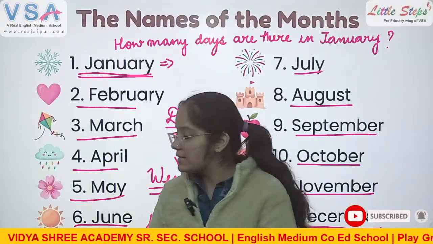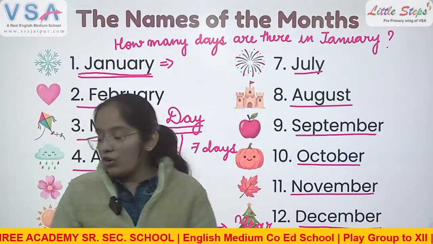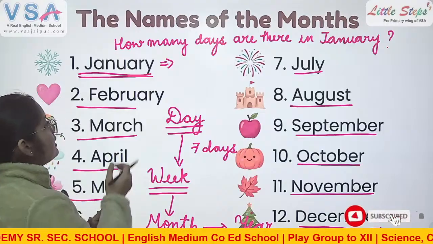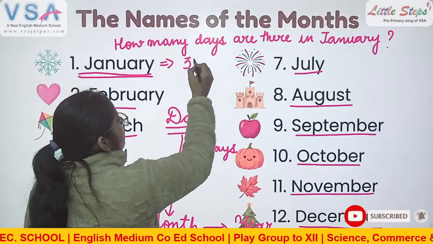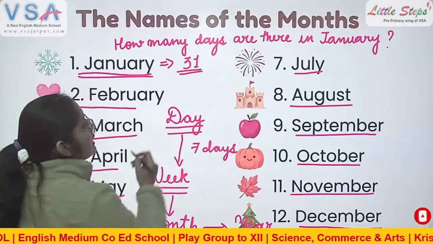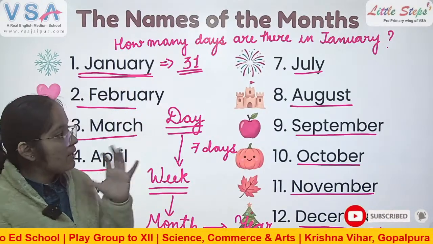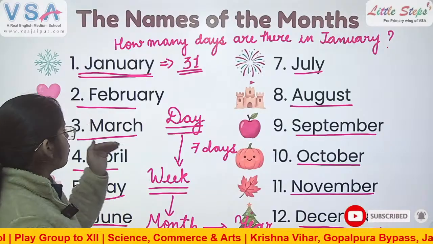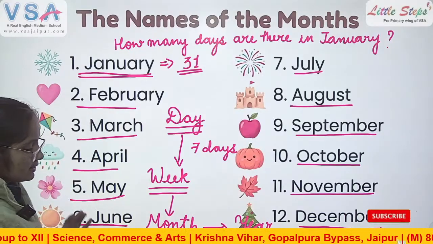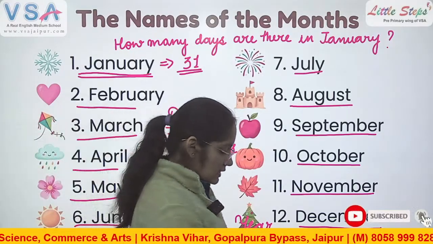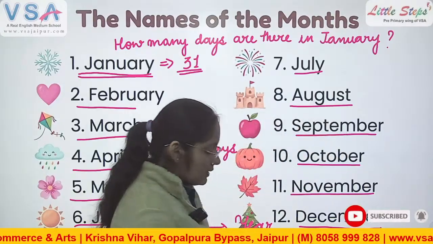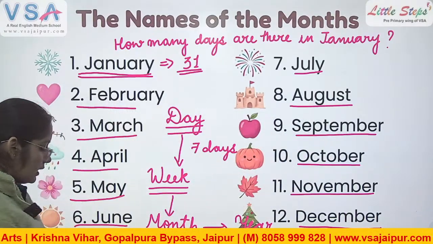So did you give me the answer? 30. No, beta, your answer is incorrect. There are 31 days in January. How many days are there in January? There are 31 days in January. There are many months which have 30 days also. A month either has 30 days or 31 days. Okay.